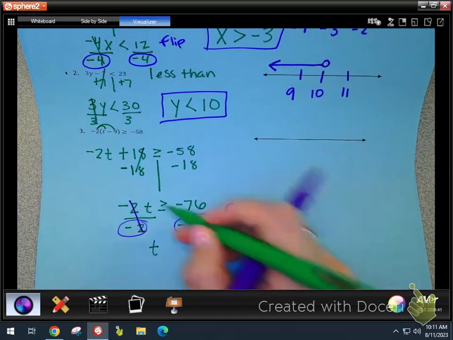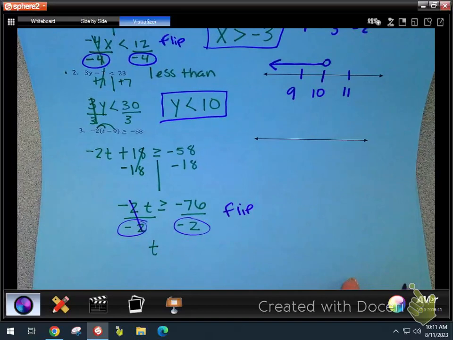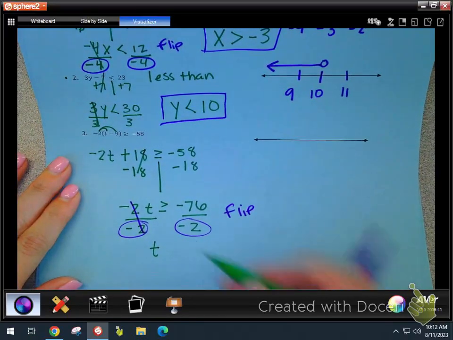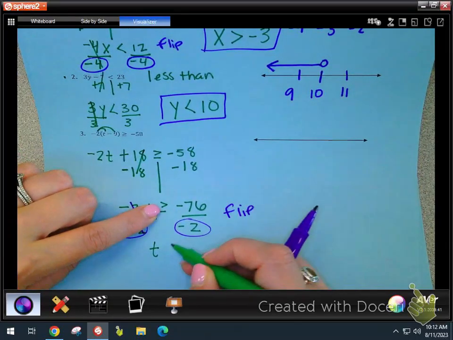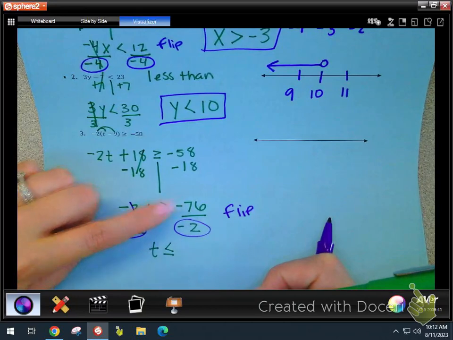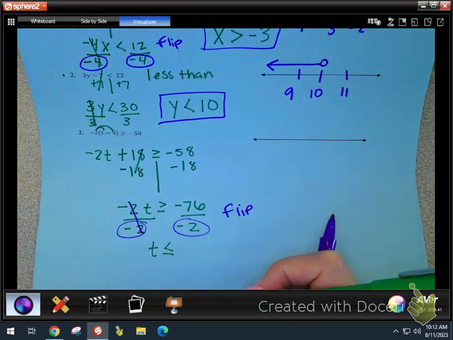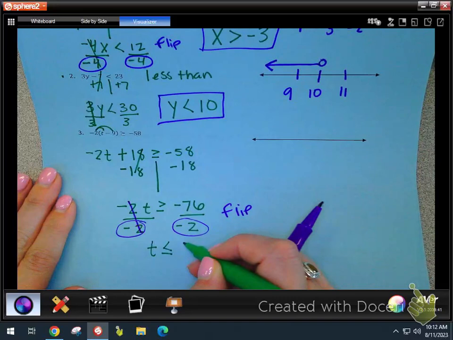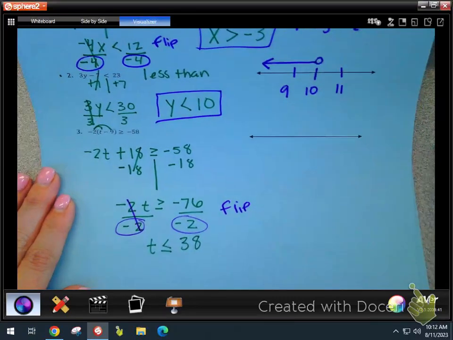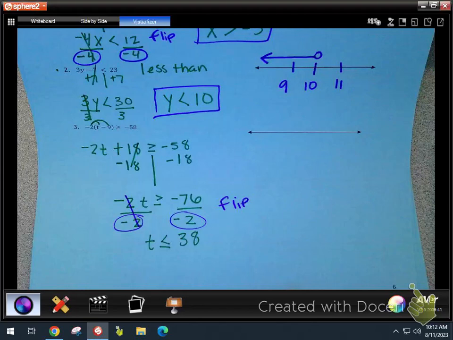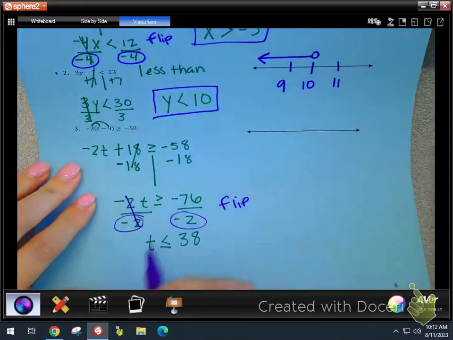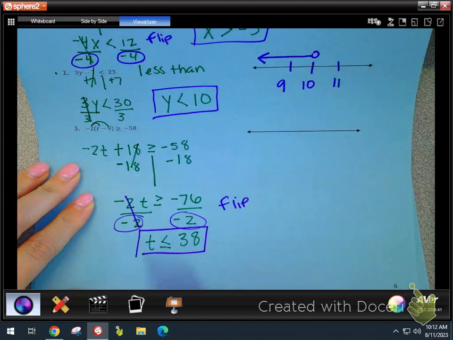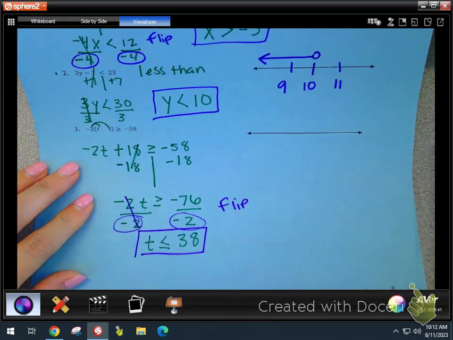So t is, this is going to flip. It's a greater than or equal to right now, so it flips and it's going to be a less than or equal to. Negative 76 divided by negative 2 is positive 38. When you multiply or divide two negatives, they become positives. When you add two negatives, they become a bigger negative. So this is your solution set, but now we got to put it on the number line.